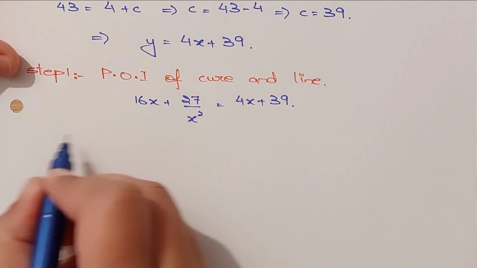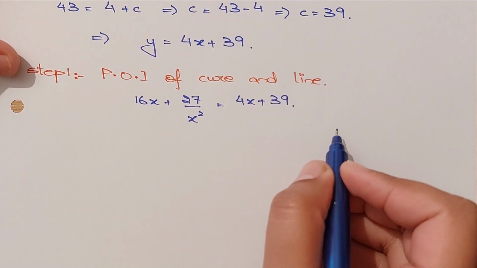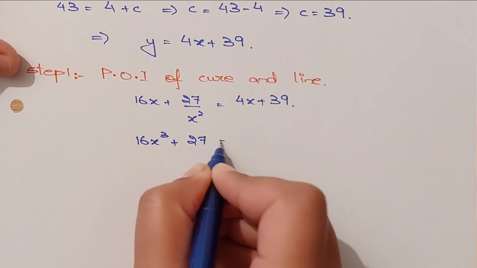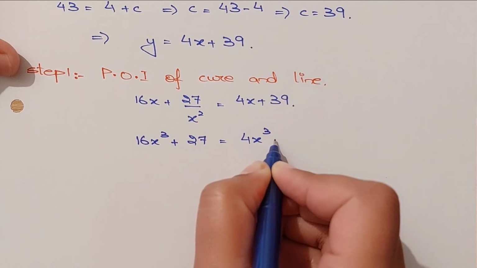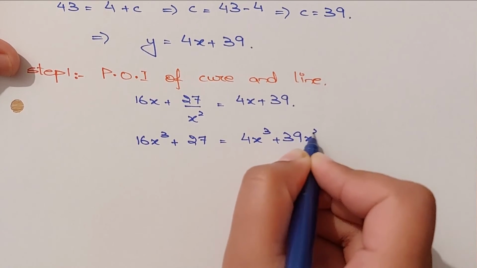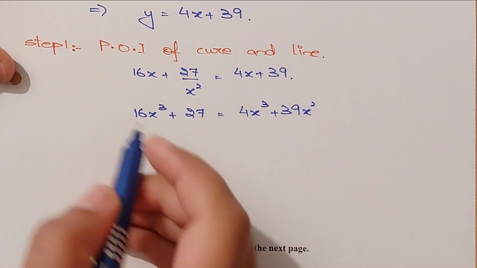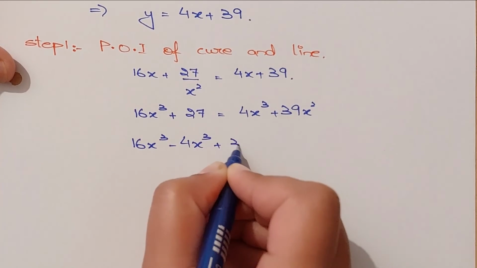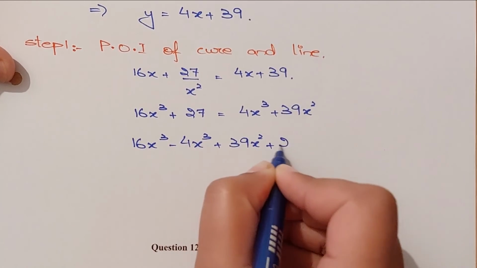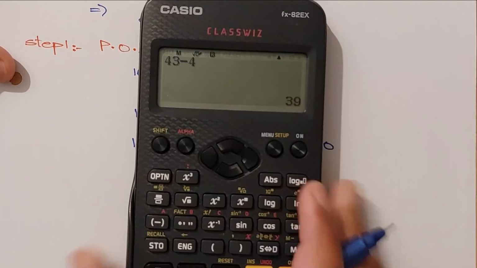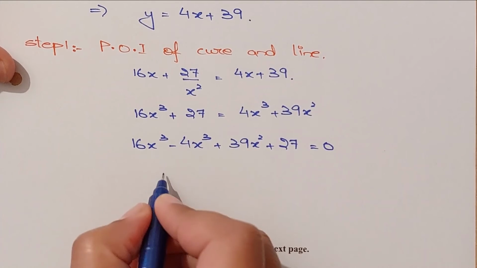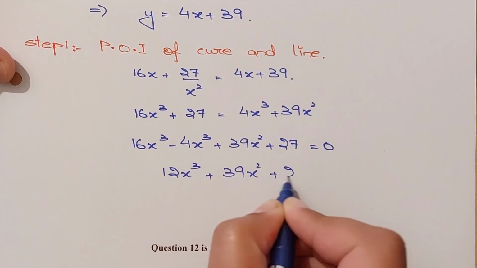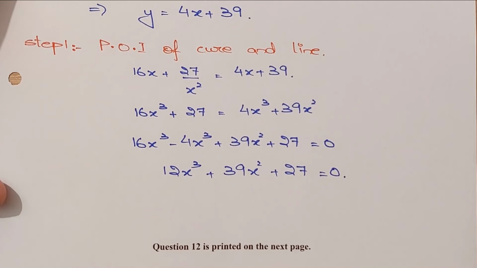If I multiply both sides of the equation by x square, we have 16x cube plus 27 equals 4x cube plus 39x square. Combining the terms, we have 16x cube minus 4x cube minus 39x square plus 27 equals 0. So 16 take away 4 is 12. So we have 12x cube minus 39x square plus 27 equals 0, right?